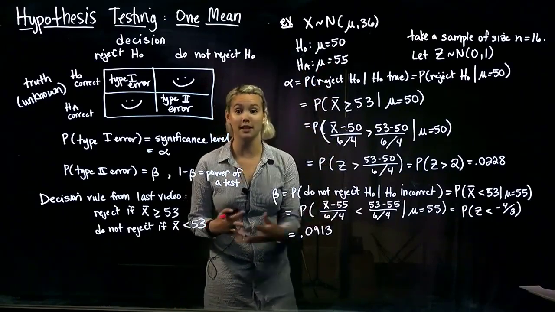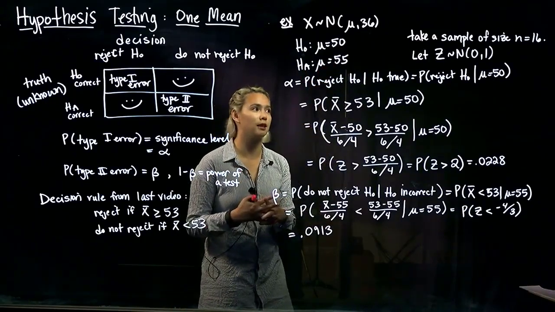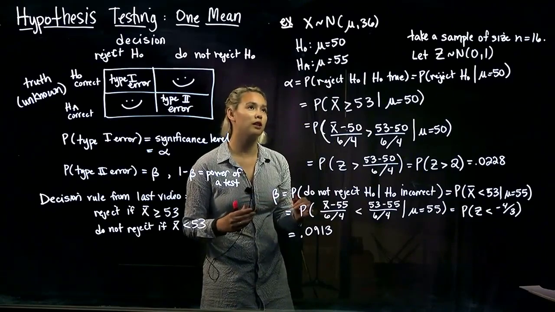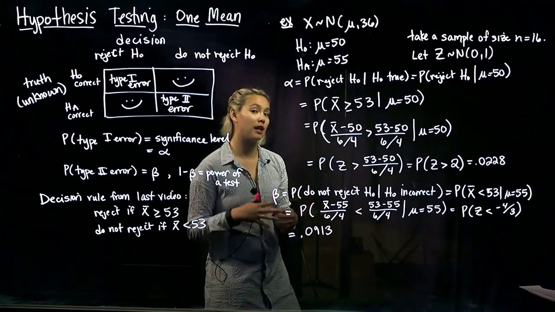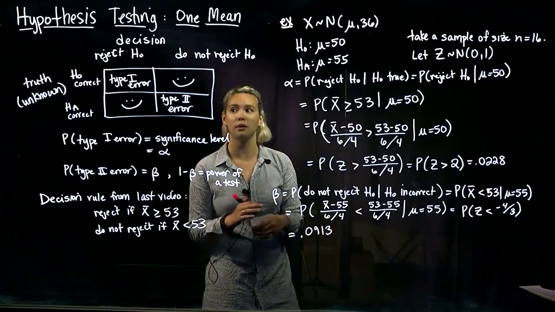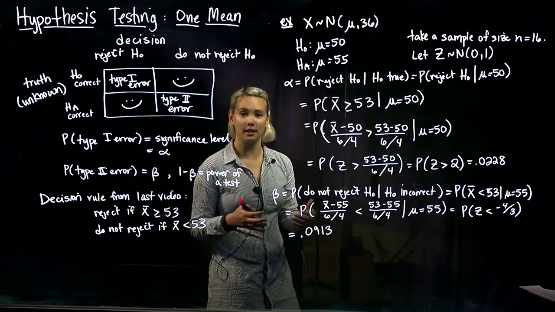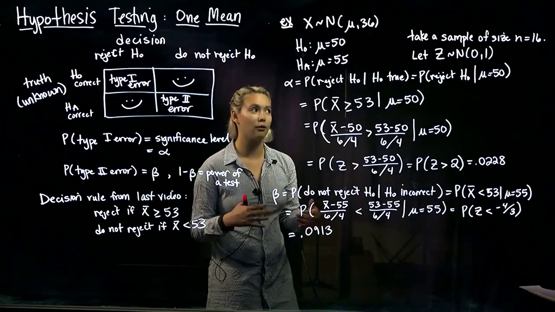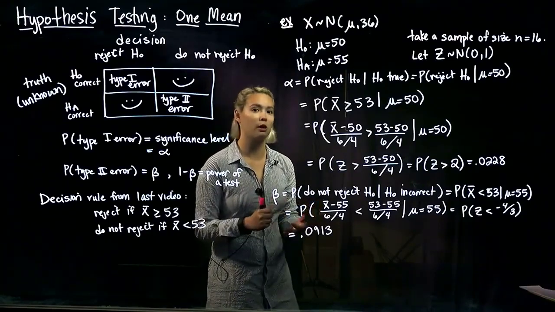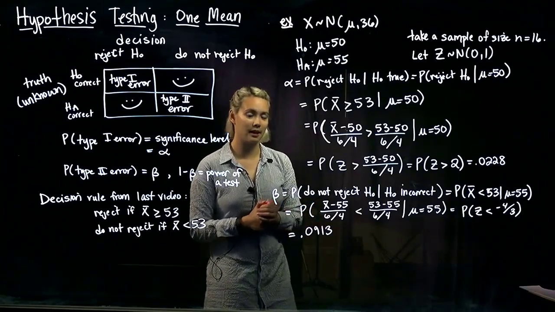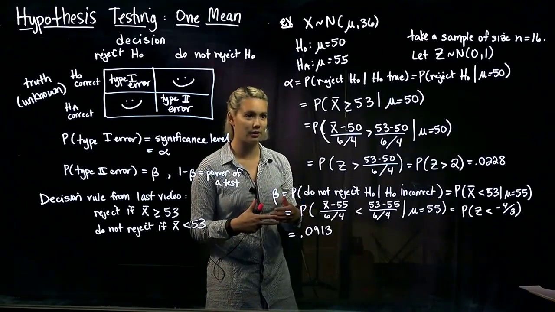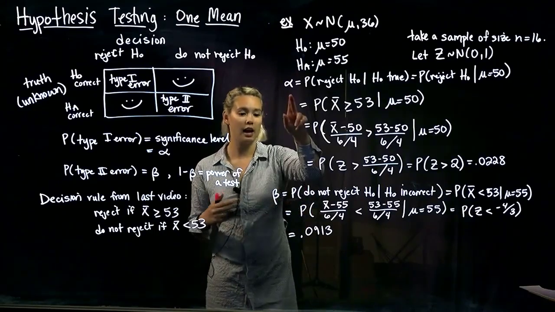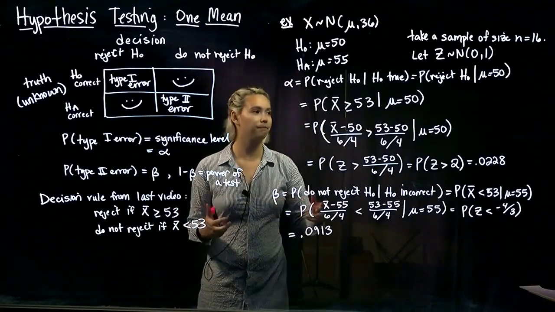So let's say that we go out and take a sample of size n equals 16. All right, so we're trying to figure out, if we have a sample of size n equals 16, what's the probability that we will mistakenly reject the null hypothesis? Similarly, if we have a sample size of n equals 16, what's the probability that we will mistakenly not reject the null hypothesis? So those are alpha and beta respectively.